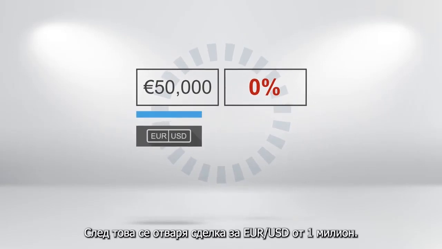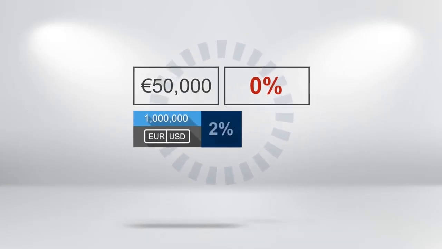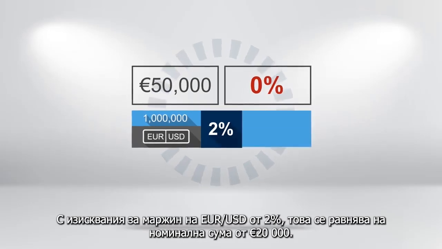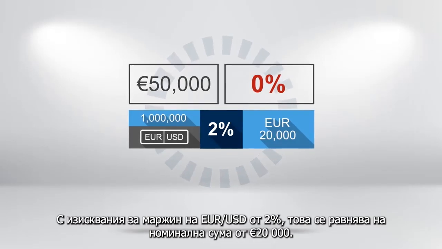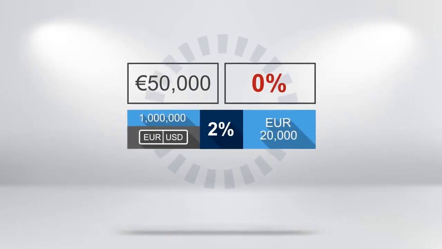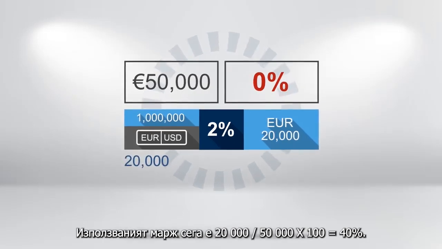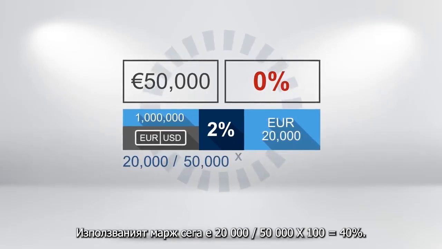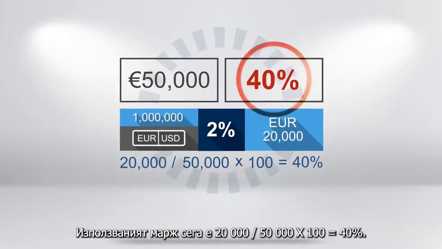A euro-dollar trade of 1 million is then opened. With a euro-dollar margin requirement at 2%, this equates to a nominal amount of €20,000. The margin used is now €20,000 divided by 50,000 times 100, which equals 40%.